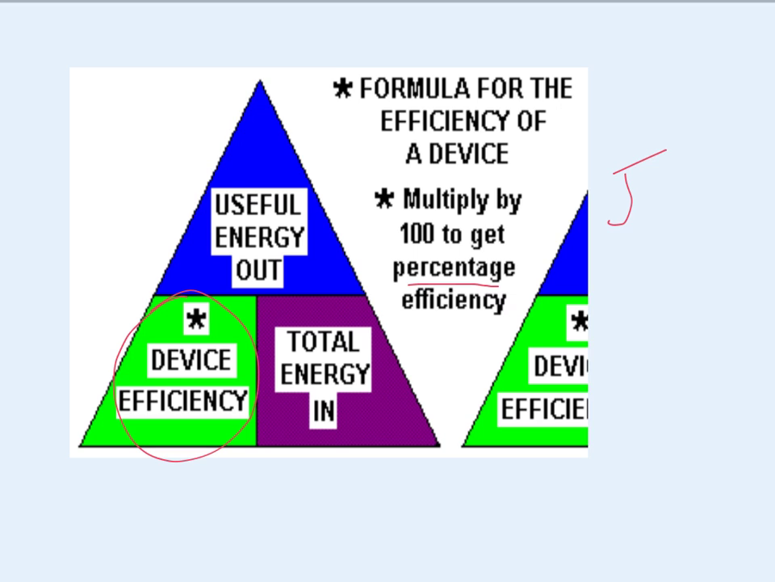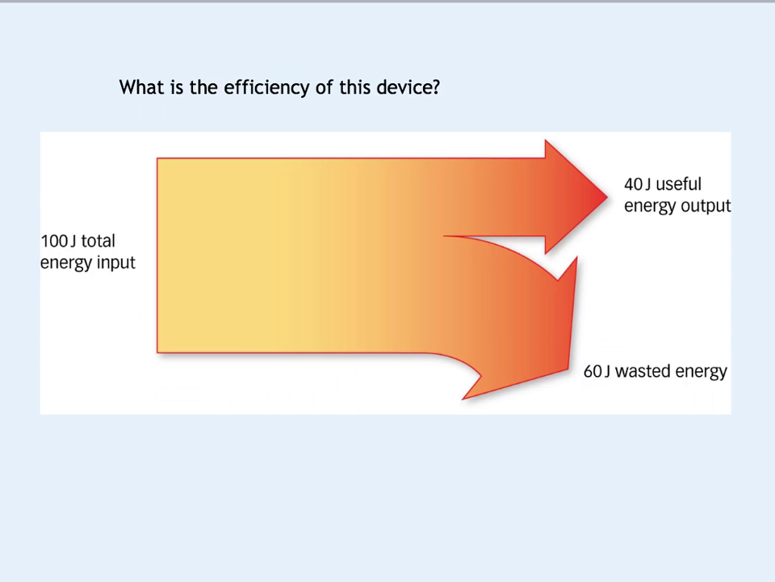Right, so let's give a quick example. So here's a device, there's 100 joules energy input and 40 joules coming out as useful. So stop this slide for a couple of seconds and I want you to work out the efficiency of the device. You may need to go back to the triangle to get the previous equation.